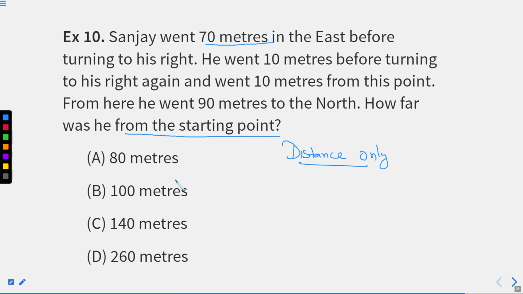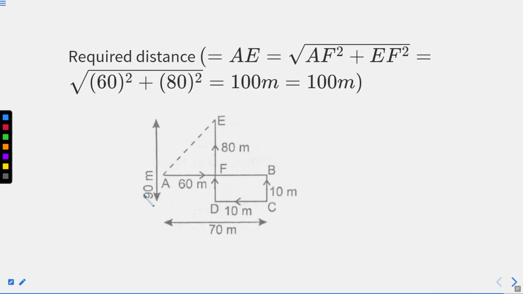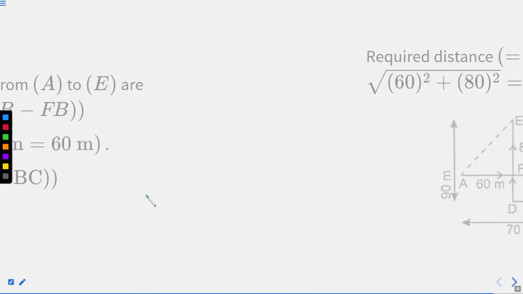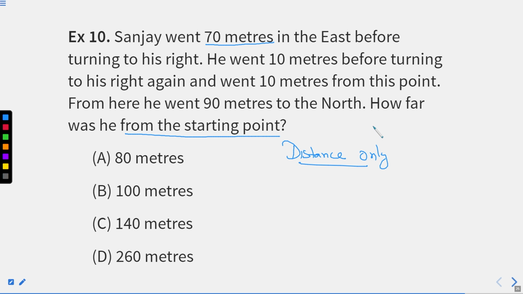That is in option number... no option is given like this, right? So we need to figure out more. What we are missing as of now is... okay, I got it. For how far he is from the starting point, that is 100 meters. Actually, it is there, right? That is why you're not supposed to miss any option as well, right? I hope you got this.